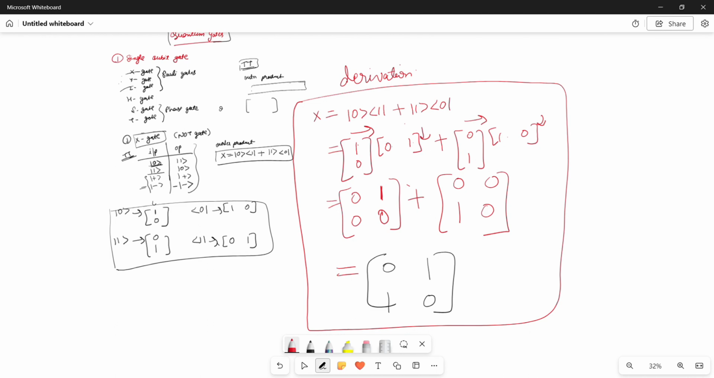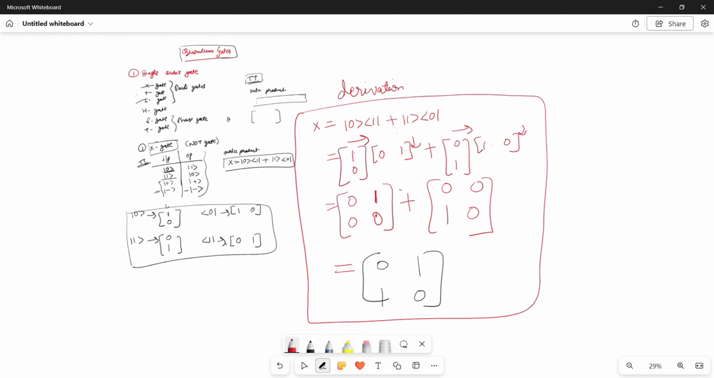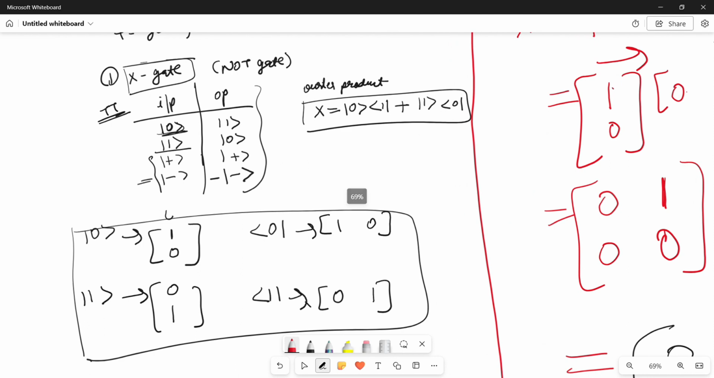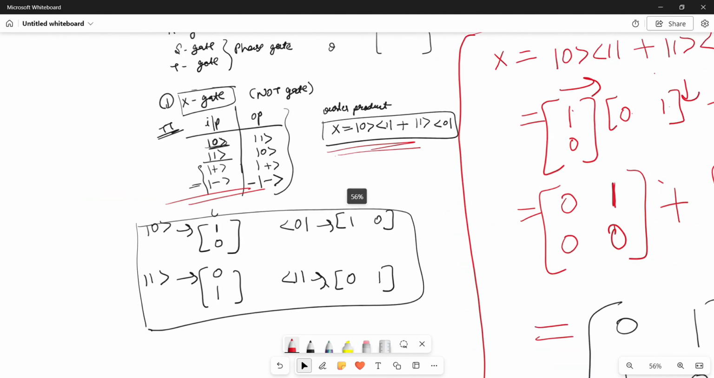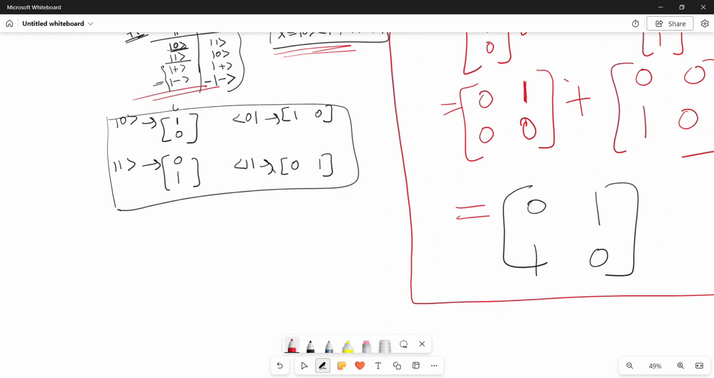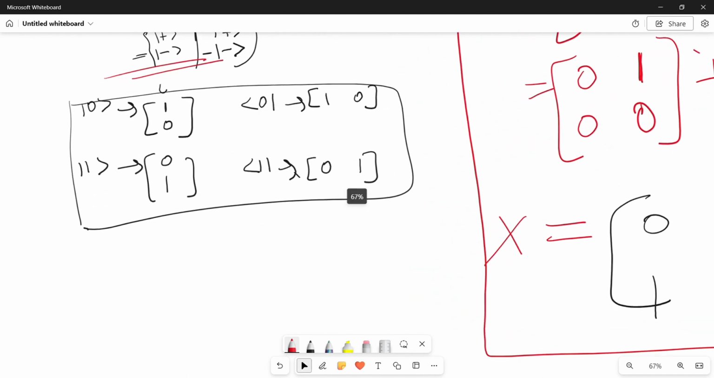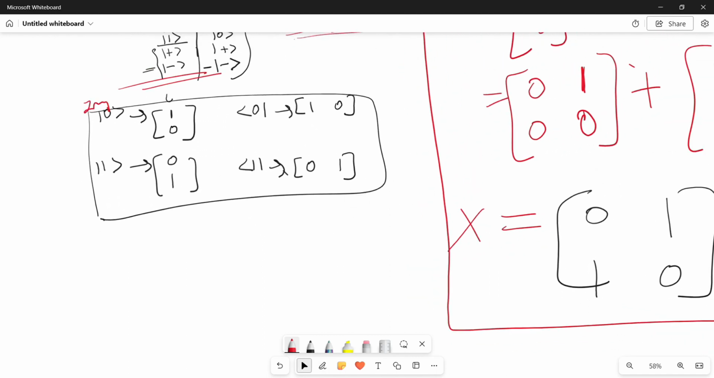So yeah, this is all about the X gate. Okay, this is your truth table for the X gate. This is how you write your outer product, and this is your matrix representation for the X gate. And this is something you have to remember for derivation.